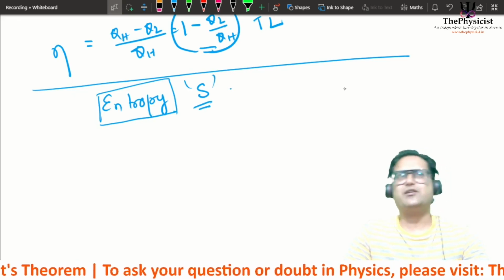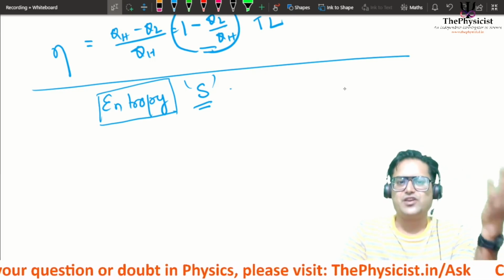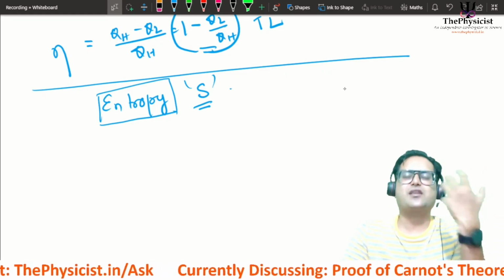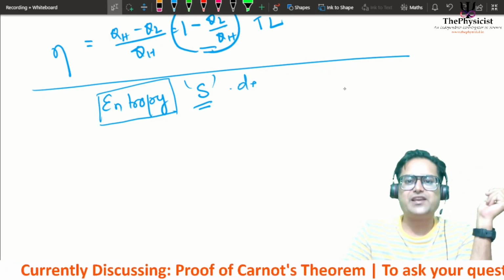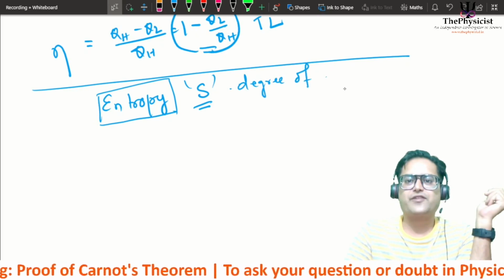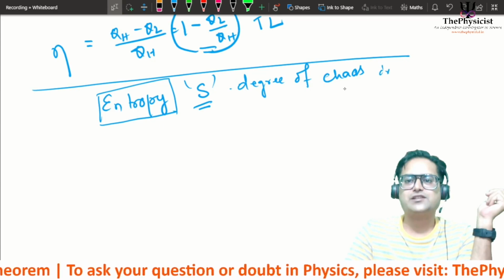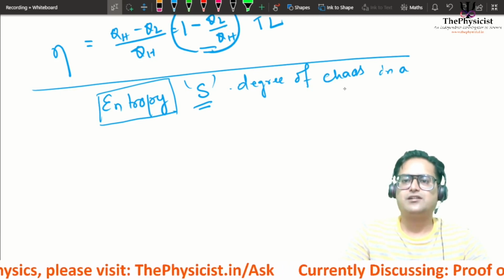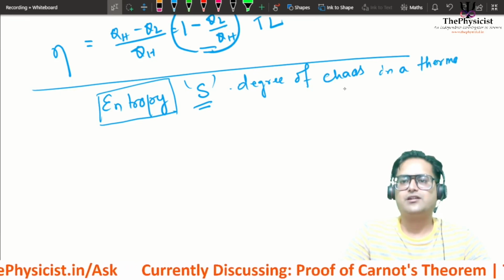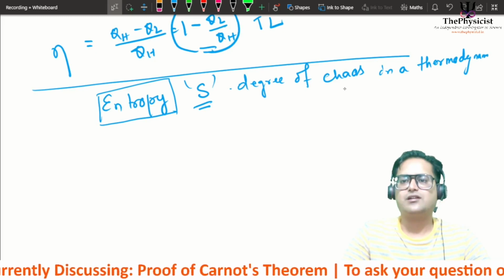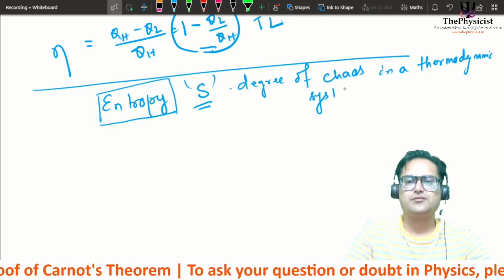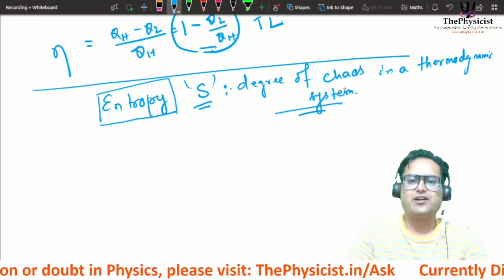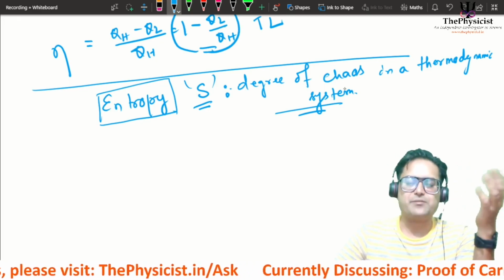Entropy is simply, just like everything in physics, you cannot explain something without using mathematics 100%. So, entropy in a rough sense, is the degree of disorder or degree of chaos in a thermodynamic system. Okay, but that's a rough sense. Entropy is the degree of disorder or degree of chaos in a thermodynamic system.